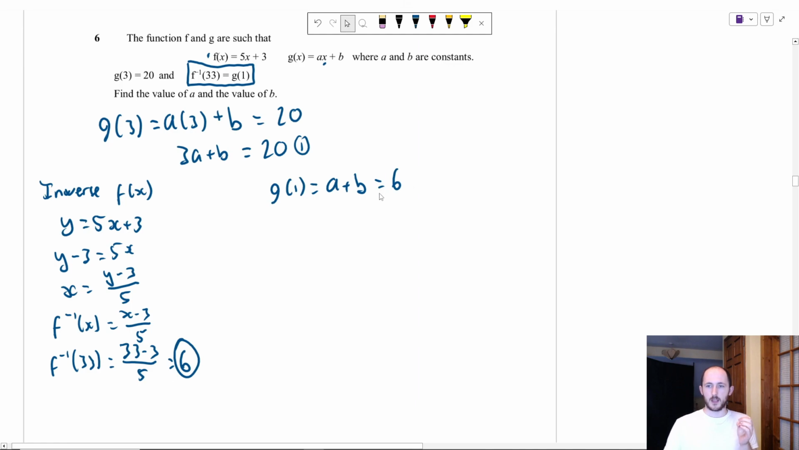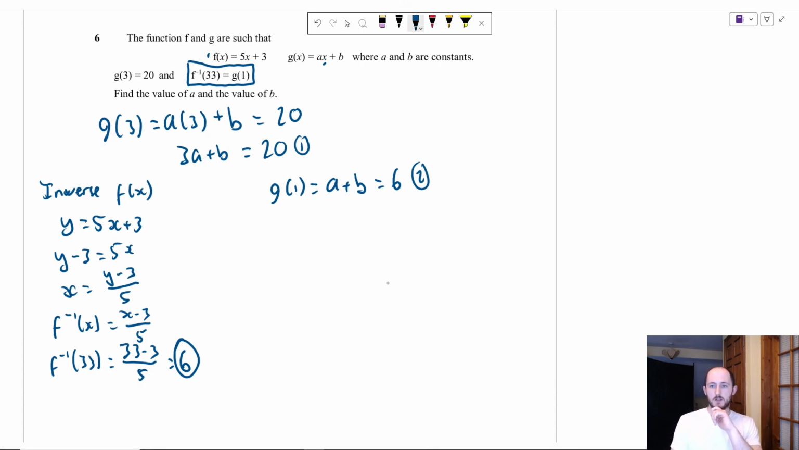Okay. So now I have two equations with two unknowns, which means it's just simultaneous equations. So, little MP, which bit do you want me to repeat? The thing I just said? So, all I'm doing is using this information here: I know f minus 1 of 33 is 6, and we have g of 1 here, so a plus b should equal 6.